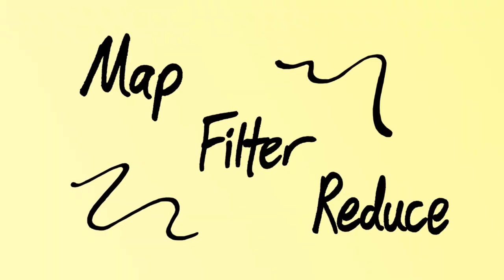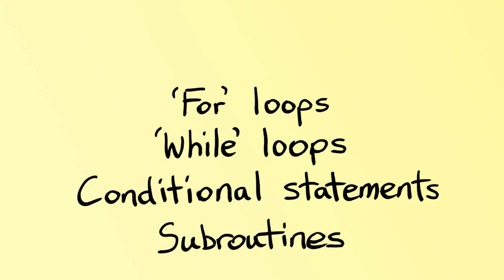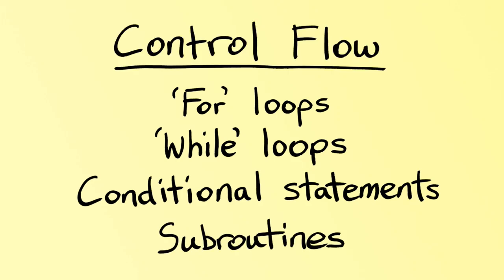And now it's the section on map, filter, and reduce, some design patterns used to solve many programming tasks in the functional style. Map, filter, and reduce do many of the things that for loops and while loops do in imperative programming. For loops, while loops, conditional statements, and subroutines, all these things are in a category called control flow. Control flow just means ways of organizing instructions to the computer, and it exists in imperative programming, but not functional programming.